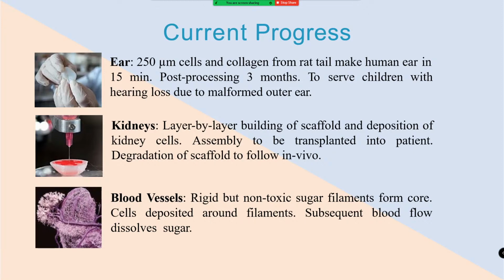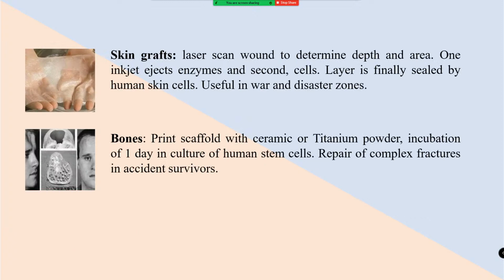Currently a lot of things are being made with this bioprinter, such as ear, kidney, blood vessel. We can print a human ear within 50 minutes from rat tail. We can also print skin grafts. We can print bones within a day.